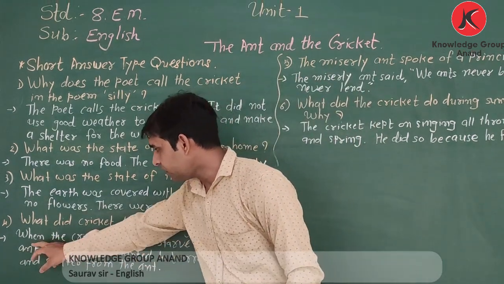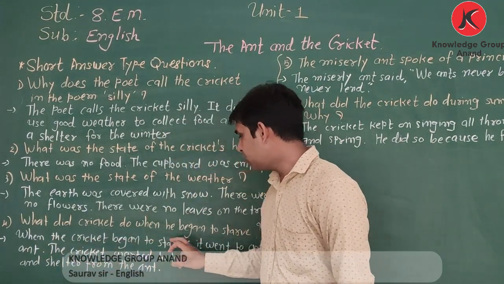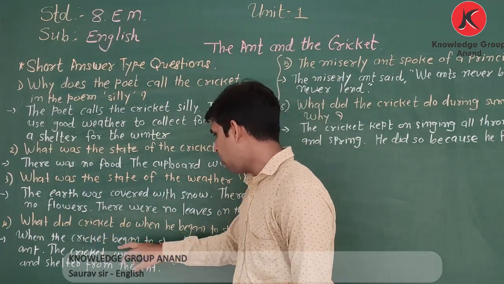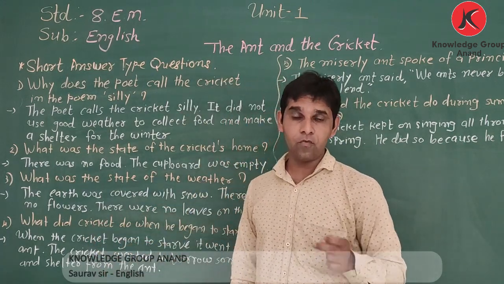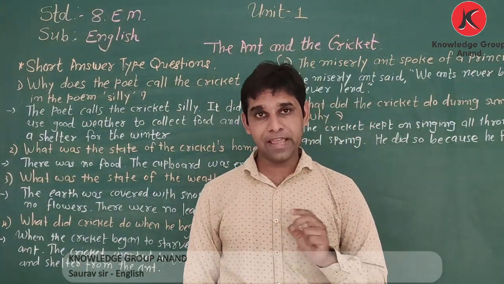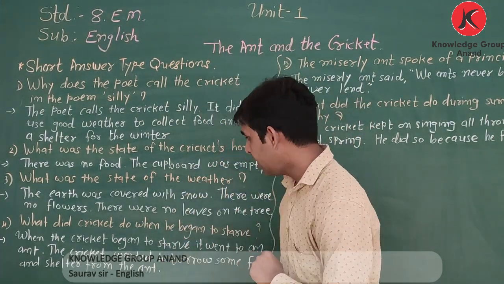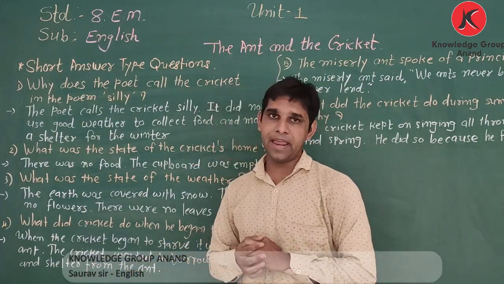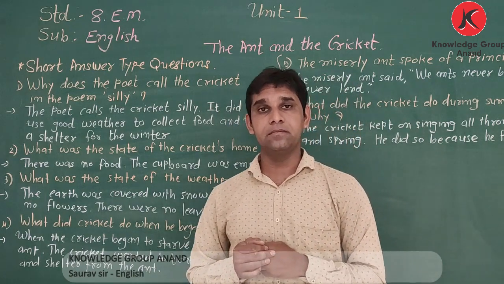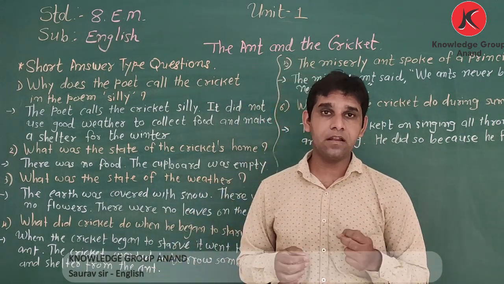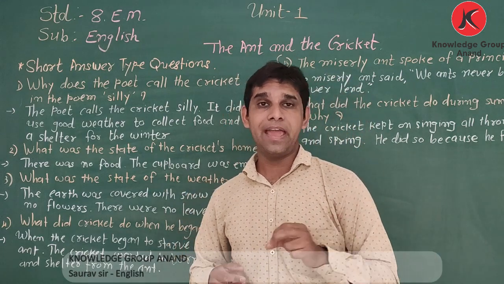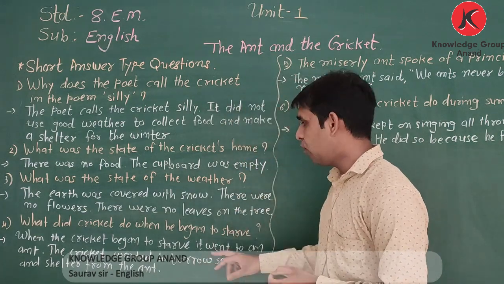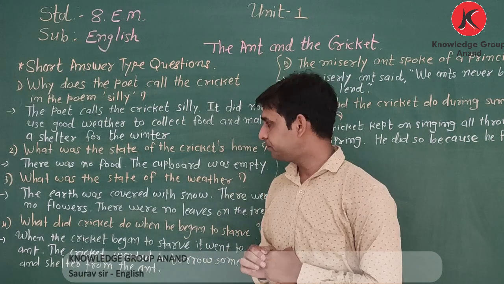See the answer. When the cricket began to starve, it went to the ant. What did he do? He saw the ant's house and he went there. The cricket wanted to borrow some food and shelter from the ant, because he had no food and no shelter.